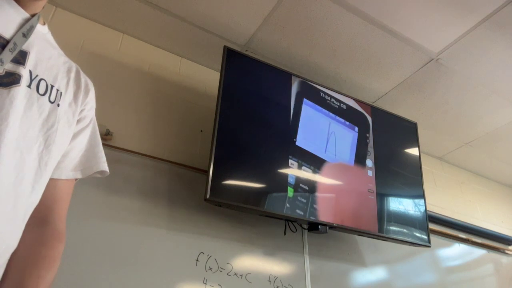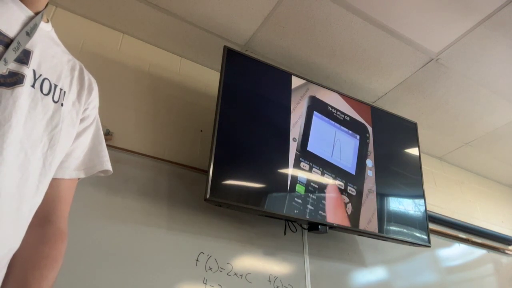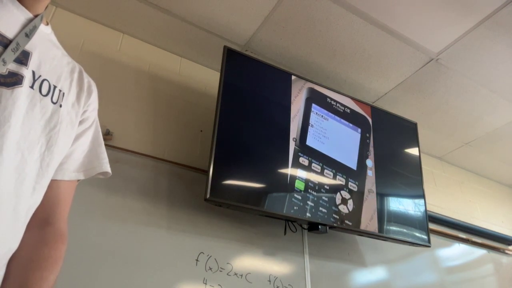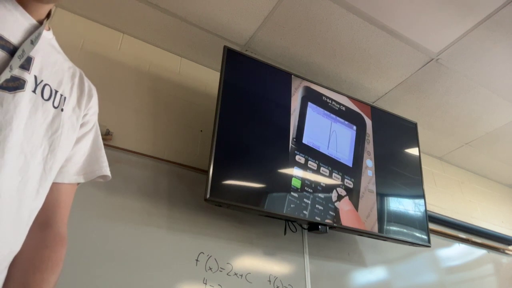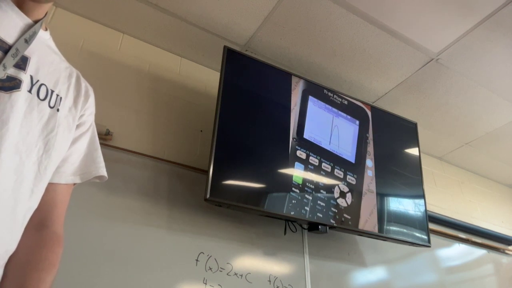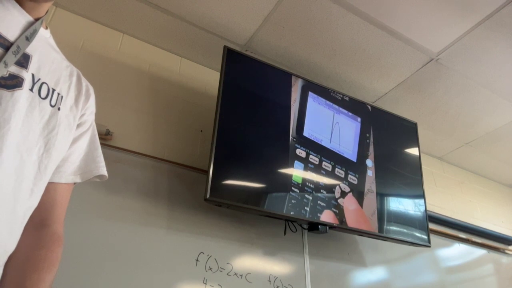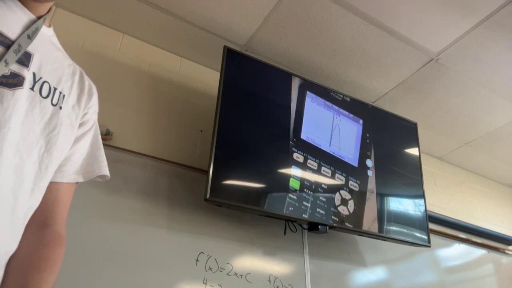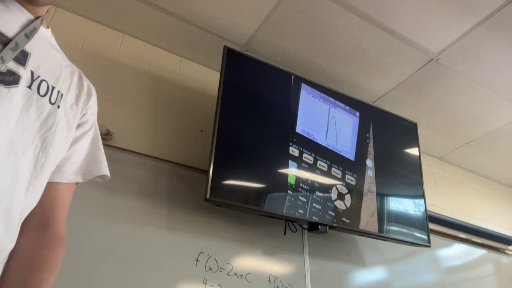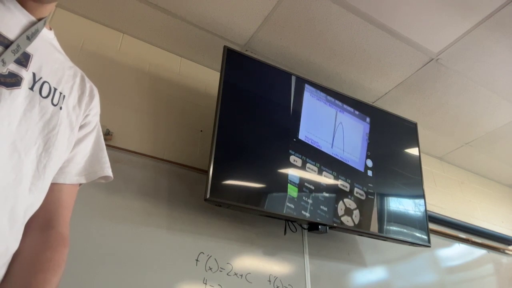There you go. Okay. So second trace maximum. Cursor somewhere to the left of my hill, then put it on the right of my hill. Press enter. You get, which one's my answer? How do I know?